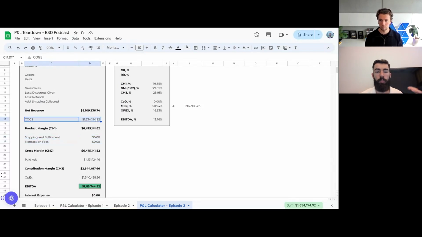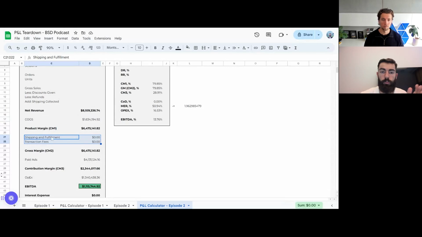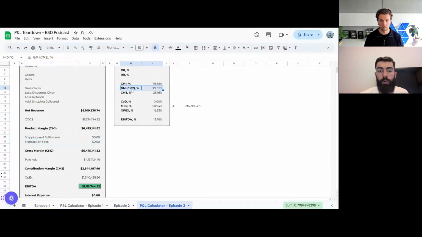All of it is bundled together, which is why I just call it COGS for the sake of this exercise. So their shipping and fulfillment transaction fees, which I typically recommend splitting out as well, are at zero because they're not tracking them separately. So it's all in this COGS line, which basically means that their gross margin, or contribution margin too, is 79.8%, which is an amazing gross profit margin, right?